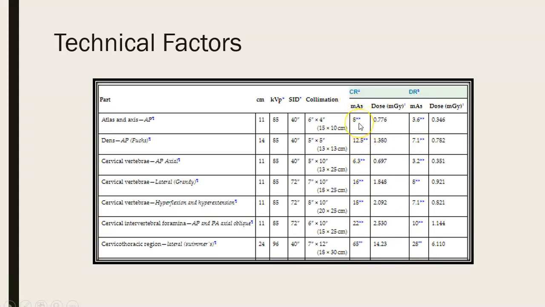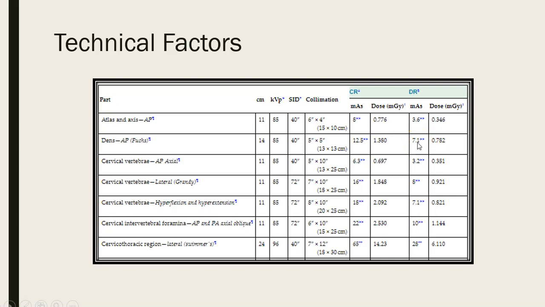So we would start first with our atlas and our axis, and we have 8 mAs for CR at 85 kVp, 40-inch SID, and our mAs is 3.6 for DR. For the dens, the Fuchs, it's a little bit more because we have to go through the skull also. So 85 kVp, 40-inch SID again, 12.5 mAs for CR and 7.1 for DR.